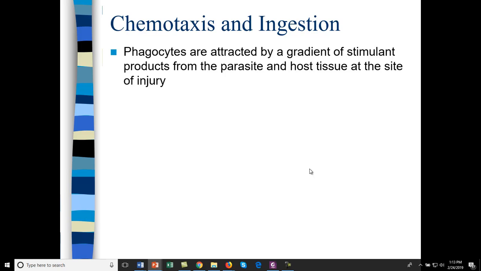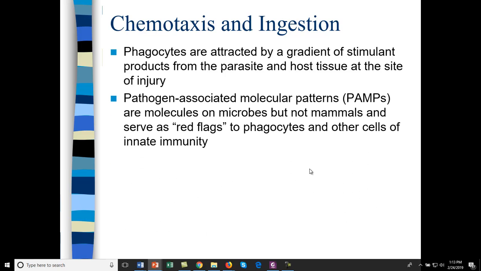The host tissue will respond; the neutrophils will respond by secreting chemoattractants for positive chemotaxis of things like phagocytes. One of the biggest things that is part of the second line of defense is pathogen-associated molecular patterns, or PAMPs, and these serve as red flags for phagocytes and other cells in innate immunity. And I'll show you a slide of how that works in just a minute.